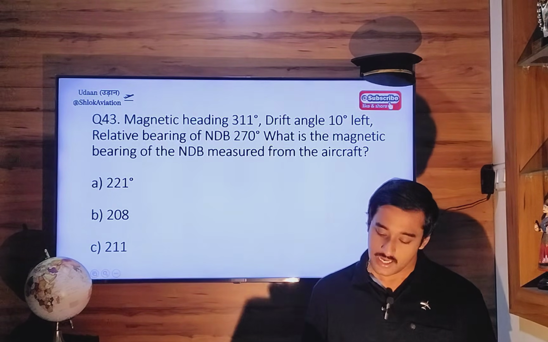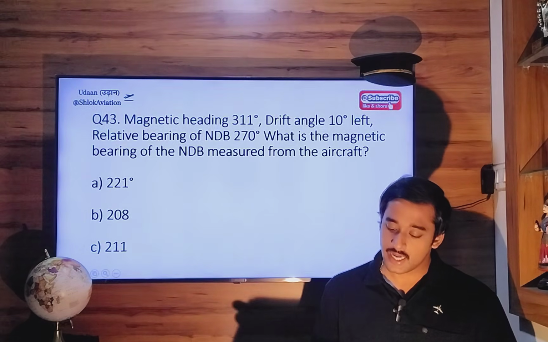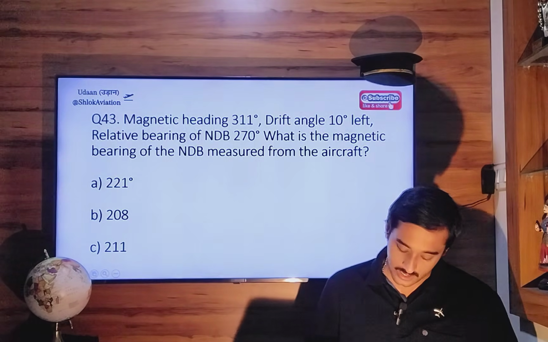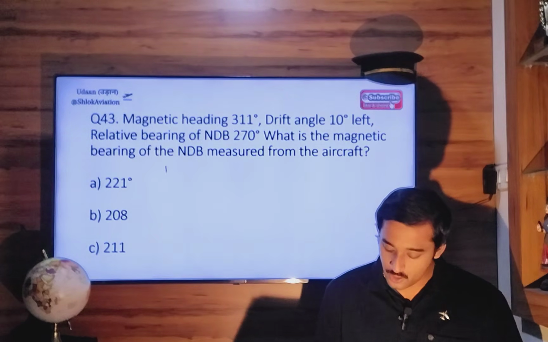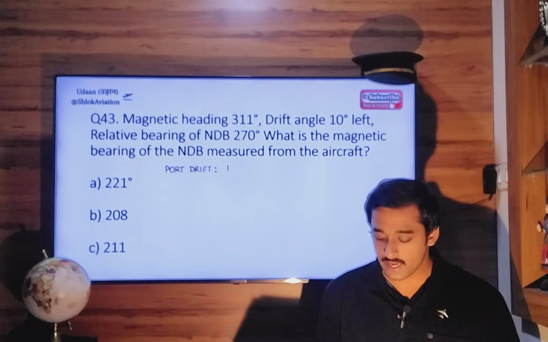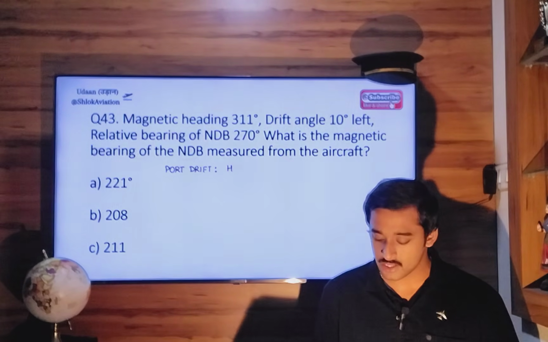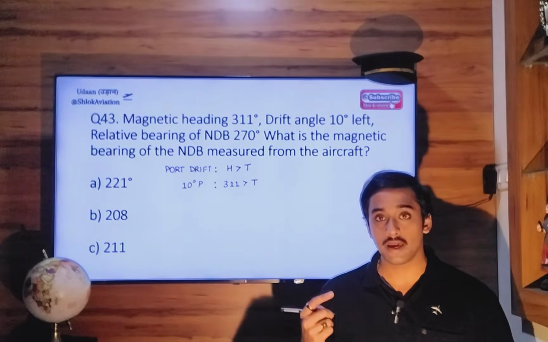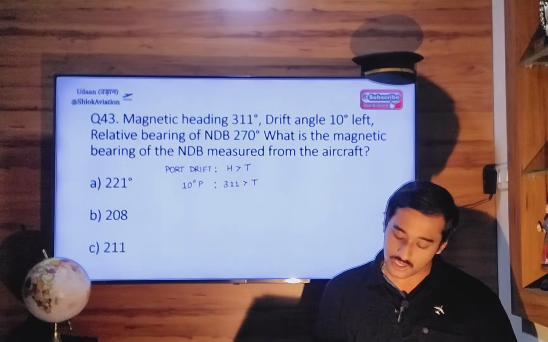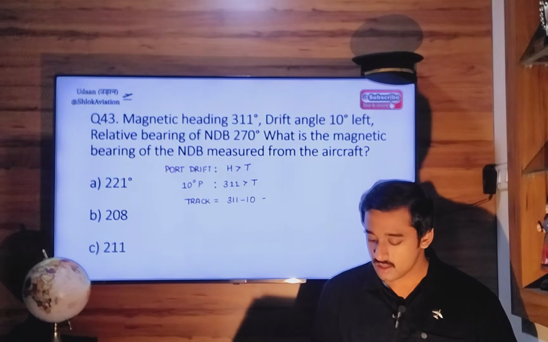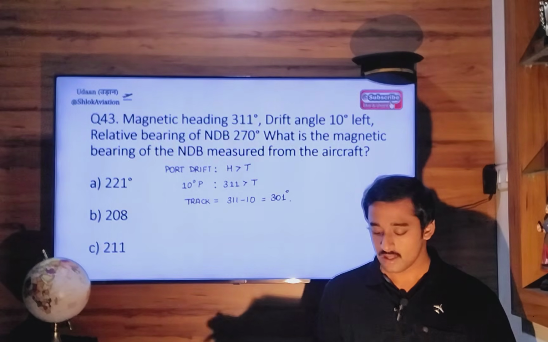From the aircraft, okay. So first things first, magnetic heading and drift. With the help of heading and drift, you can obtain a magnetic track, correct? Whenever you have a port drift, heading is going to be more than track. Here you have a port drift of 10 degrees. Heading is 311, so track will be less than 311. So track will be 311 minus 10, that is 301 degrees. This is your magnetic track.